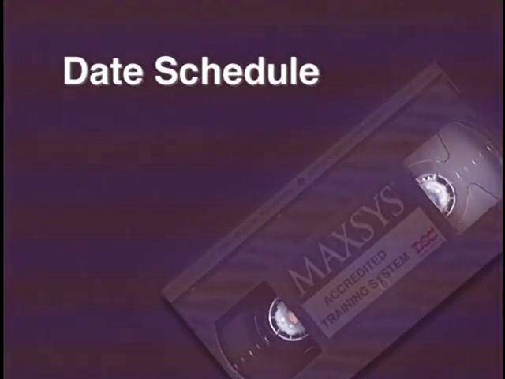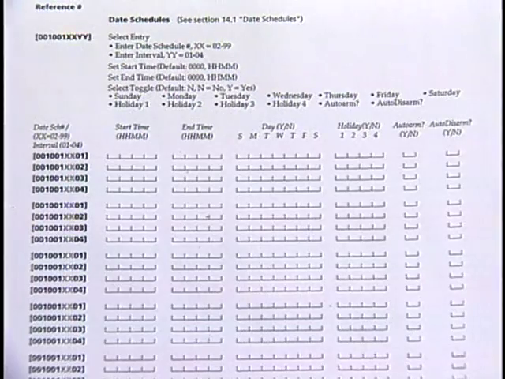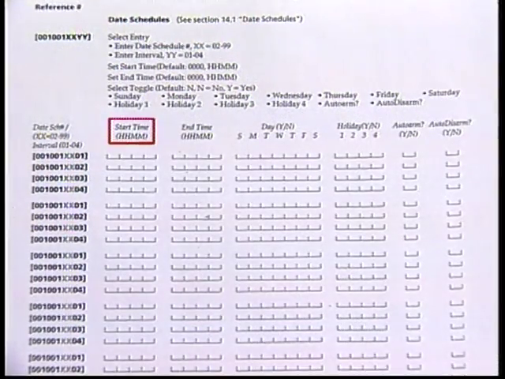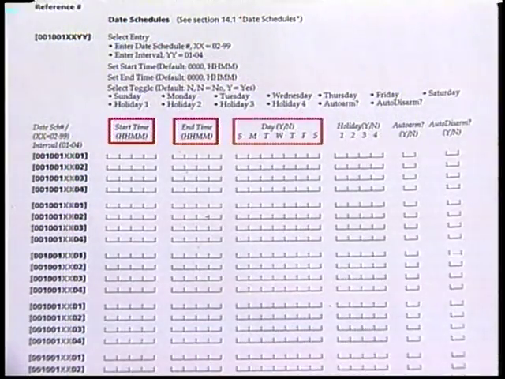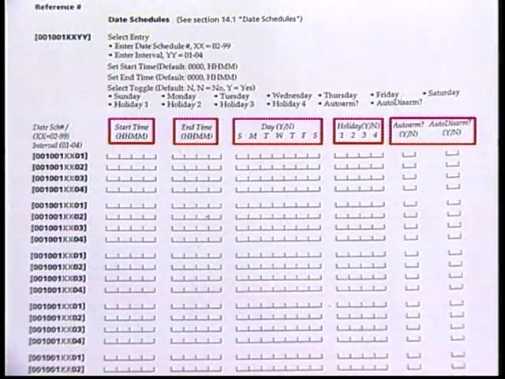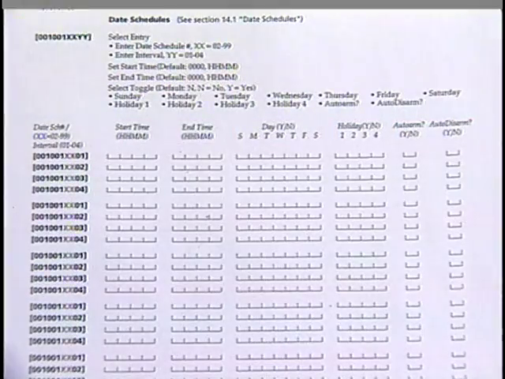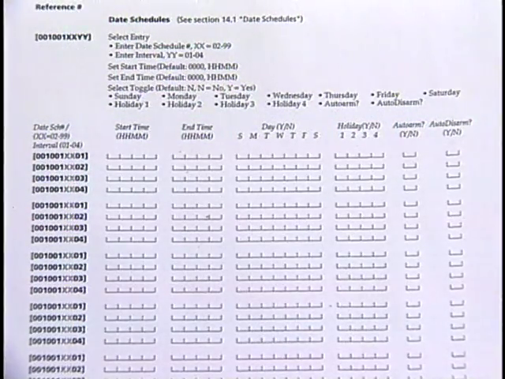A date schedule has 4 intervals. Each interval has the following program items: a start time, an end time, a day of the week selection, a holiday group selection, and an auto-arm and auto-disarm toggle option. So each date schedule allows you to program up to 4 variations.